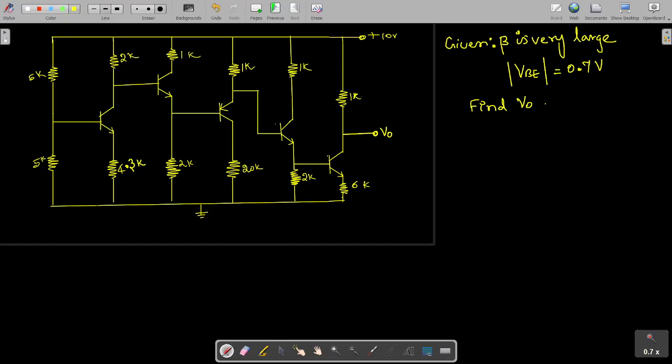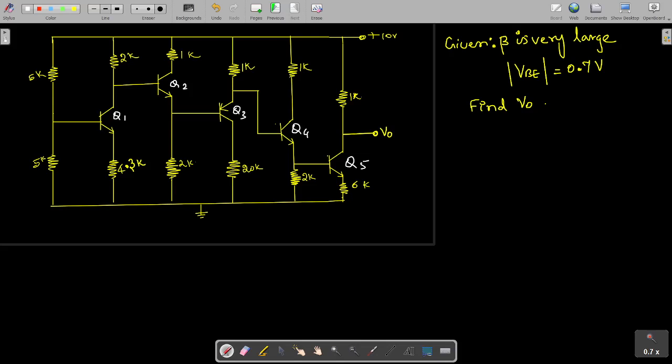So good morning. We'll try to solve this problem. The question asked is: find V naught, the output voltage. So we have a number of stages of transistors and we'll name them: this is the Q1 transistor, this is Q2, this is Q3 and this is Q4, and finally we have a fifth transistor available.